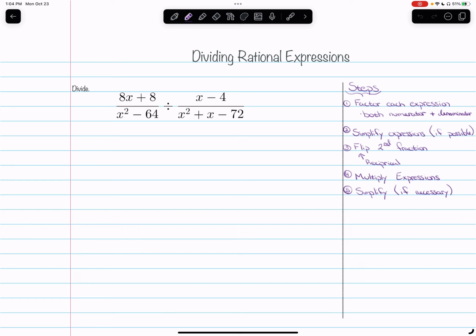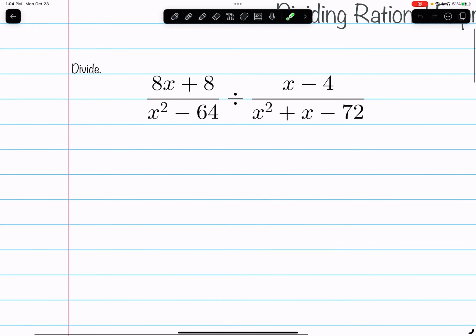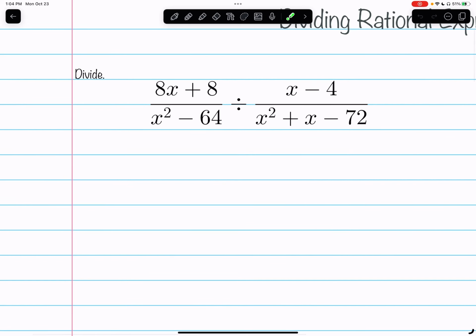Today we are looking at dividing rational expressions, okay? Remember that the steps are always going to be on the right-hand side, and then I will number them as I do them on the left. So let's get going. Dividing rational expressions is just like dividing fractions. If you need a refresher on that, I have a video. If you need a refresher on multiplying fractions, because we also have to do that here, you can check out this video. So what we're going to do first is we are going to factor everything.